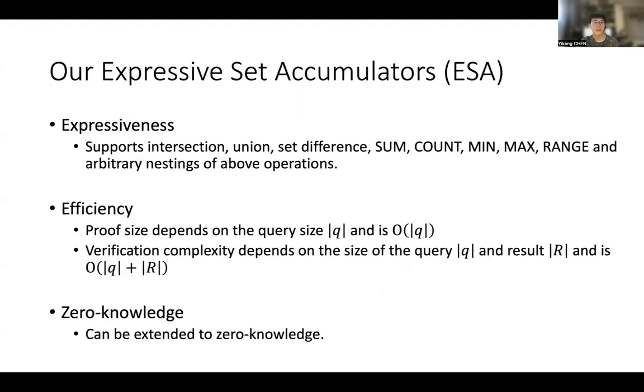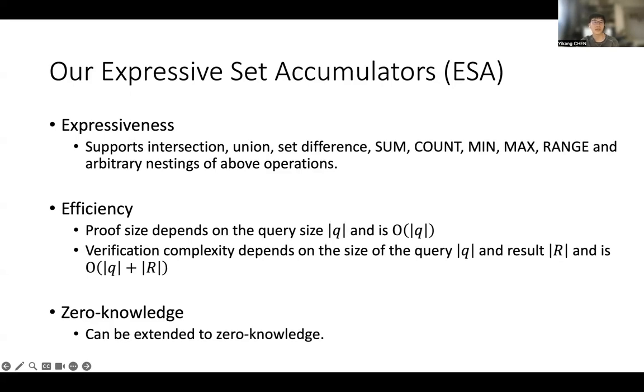So here is what the paper proposed: expressive set accumulators, with three nice properties. The first is expressiveness, which means our set accumulator supports various operations like intersection, union, set difference, and also sum, count, min, max, range, and listing of these operations.